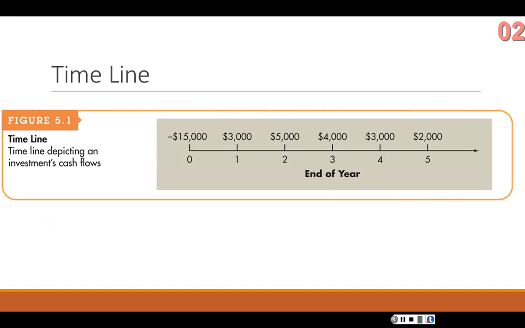So the first thing that we do whenever we're looking at time value of money problems is we put our cash flows on a timeline. So at time period 0, we're going to spend $15,000. We denote a capital expenditure by placing a negative sign in front of it. So a negative $15,000 means that we spent $15,000. In year 1, we received $3,000. That's positive. Year 2, we received $5,000. Year 3, we would receive $4,000, and so on.